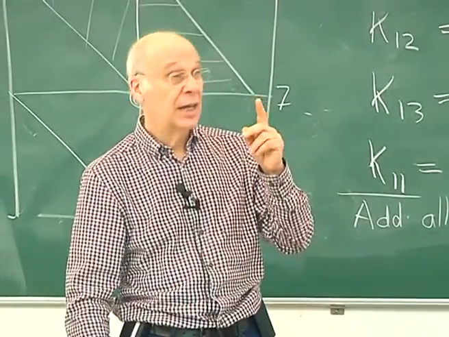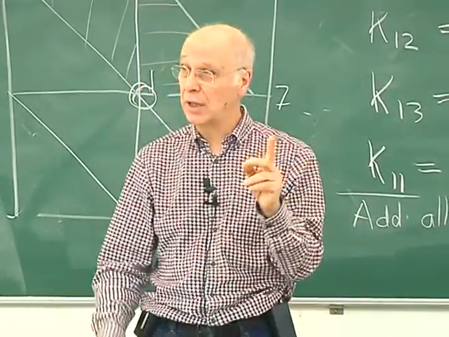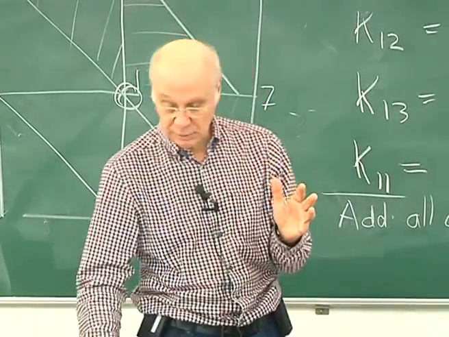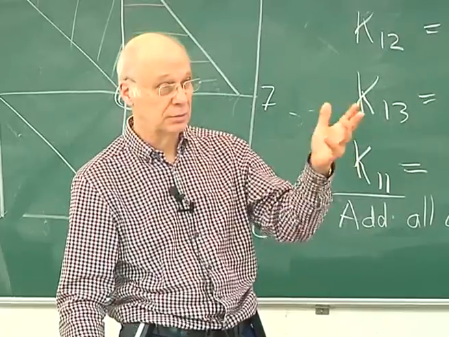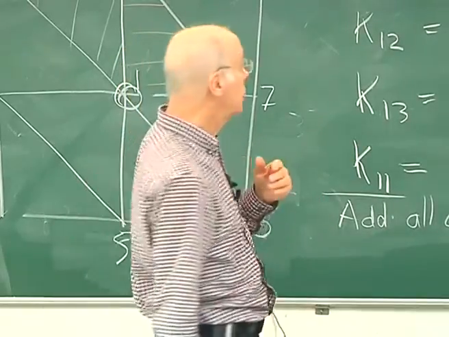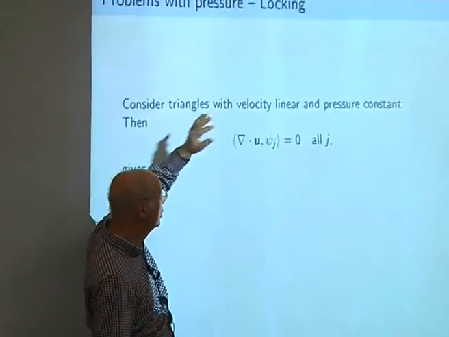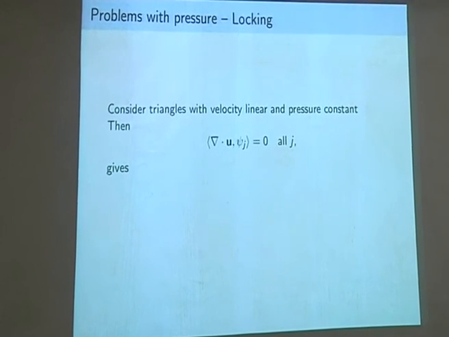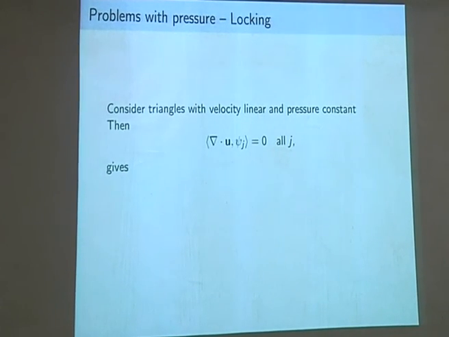If you have a linear representation of the velocity, so if you have basis functions for the velocity which are linear, it won't work, and pressure is constant, one derivative. So our incompressibility condition is to ask that div u has no components in the direction of all of the basis functions for the pressure. The basis functions for the pressure are constant. So this is asking for each triangle div u to be 0.